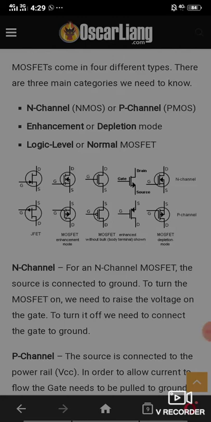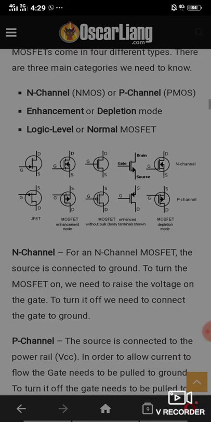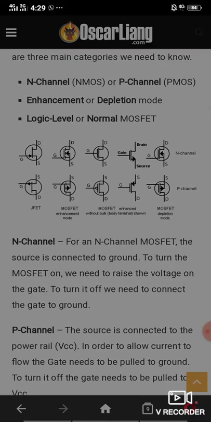So we continue our lecture. For an N-channel MOSFET, the source is connected to ground. To turn the MOSFET on, we need to raise the voltage on the gate. To turn it off, we need to connect the gate to ground.